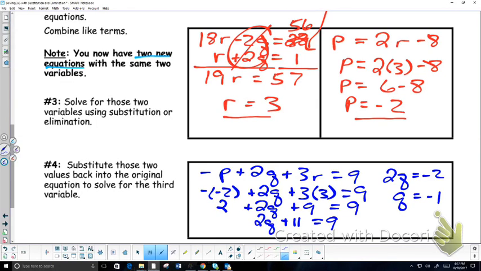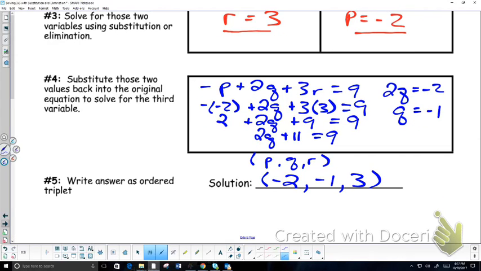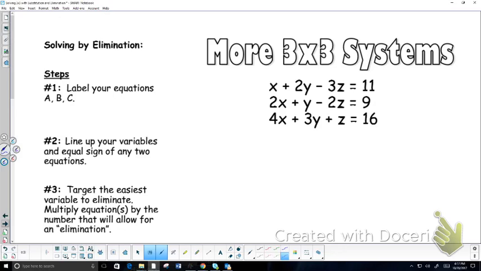Then the last thing we would do would be to write these as a triplet. You always write them in the order of P, Q, R. So P was our what? -2. Q is our -1. And R was 3. Okay? This works well when you have one of your variables by itself. But if you look at our other scenario, you'll notice in this case, these are all set up for elimination instead.